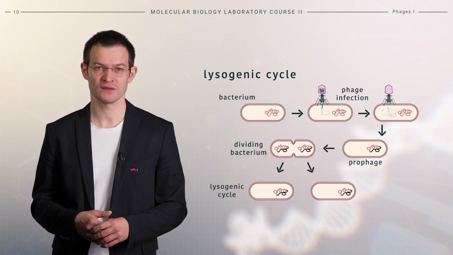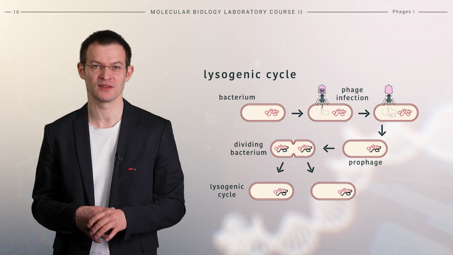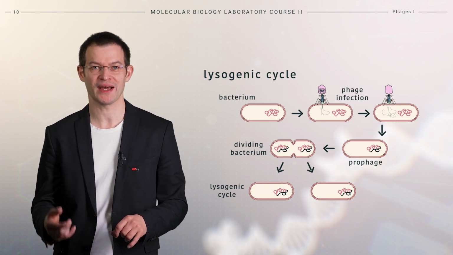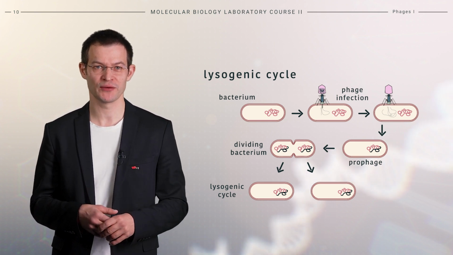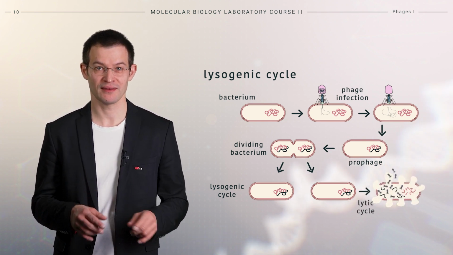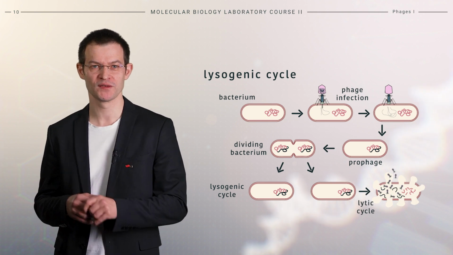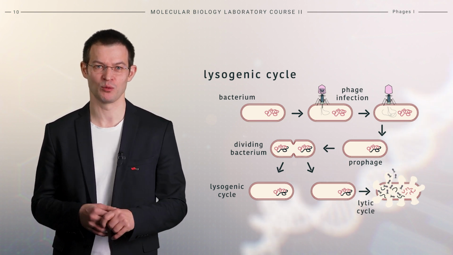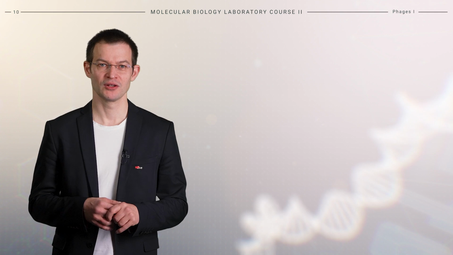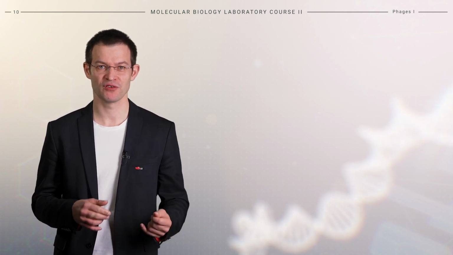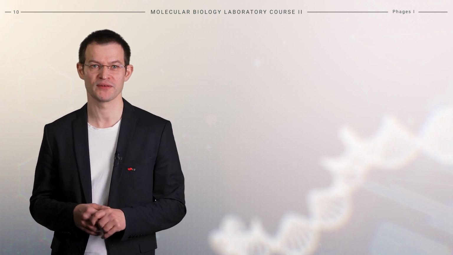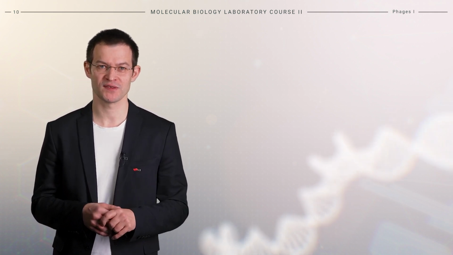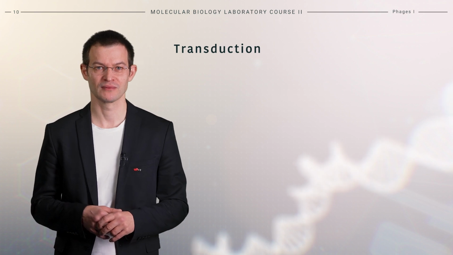Under certain conditions, for example stress or changes in the environment, the prophage can be reactivated. When this happens, the phage genes are expressed, triggering the lytic cycle. Again, new phage particles are produced and released after the cell bursts open. Due to these capabilities, bacteriophages can also be used as a tool to transfer genes from one bacterium to another. This process is called transduction.